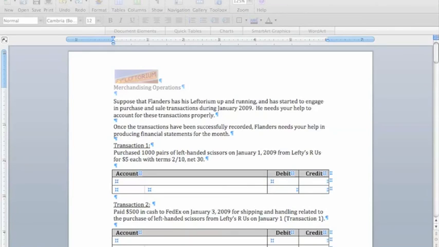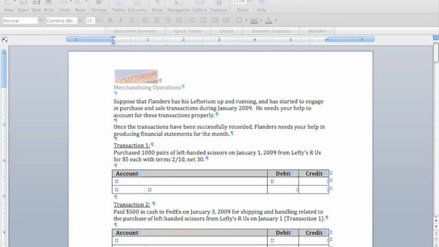So Flanders has the Leftorium up and running, and he started to engage in purchase and sale transactions during January 2009. He needs your help to account for these transactions, and then he'd like to produce financial statements. So we're going to start with transactions related to the purchase of inventory.